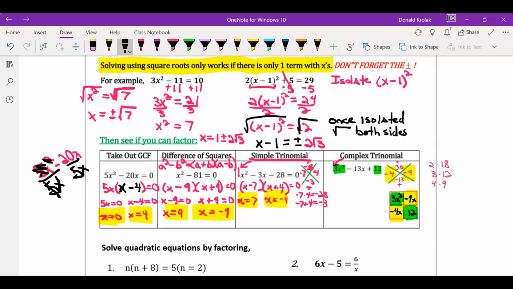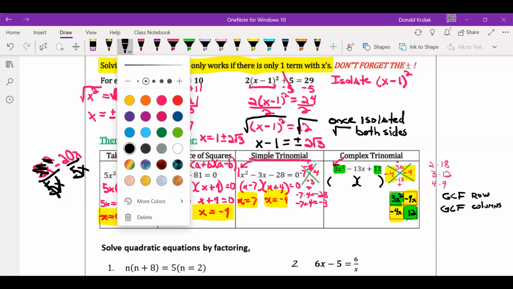And then your factors are going to be along the rows here, and then along the columns. So GCF the rows, then you're going to GCF the columns, and what you end up with is your factors. Anytime a row or column starts with a negative, that's what you're going to pull out. You're going to factor out a negative.